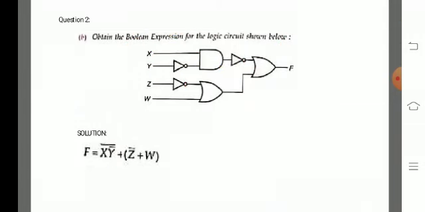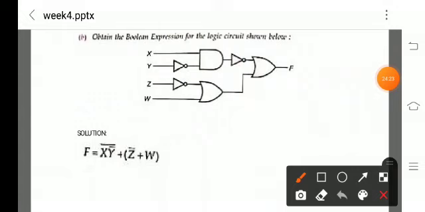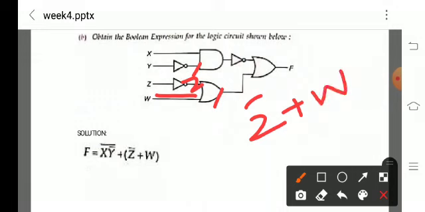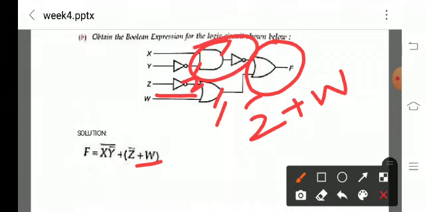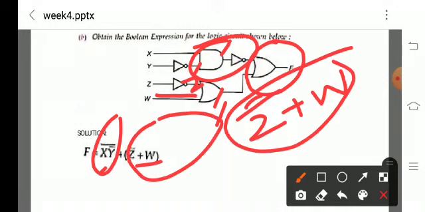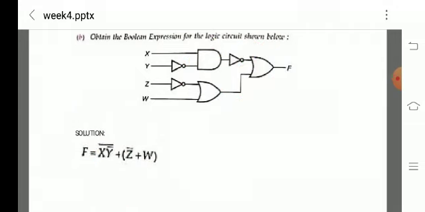Then the second one, Z and W. Z goes inside the NOT gate, so Z becomes Z dash. Here W, and here it is an OR gate. So Z dash plus W. Now this is ready, and this is also ready. Now finally, what is this? OR gate. So the answer for the first one is X Y dash the whole bar, the second one is Z bar plus W, then these two things are added. So here is the answer.